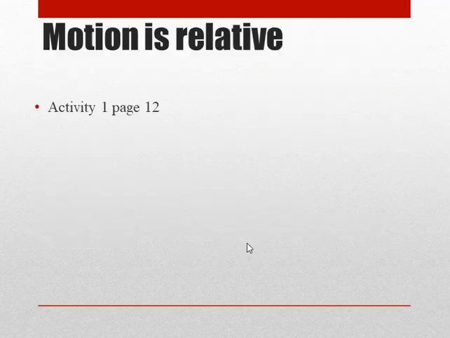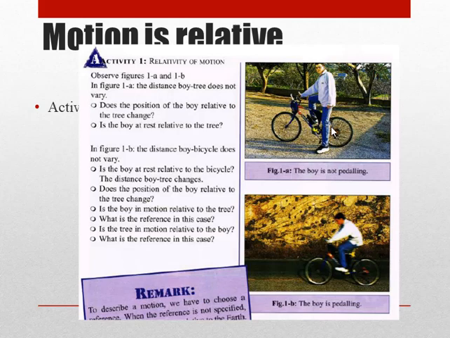Activity 1, page 12. We will observe a boy sitting on a bicycle in figure 1a, and you have some trees here in the background. And in figure 1b, we will notice that the boy starts cycling and the bicycle starts moving on the ground. Observe figure 1a and 1b.